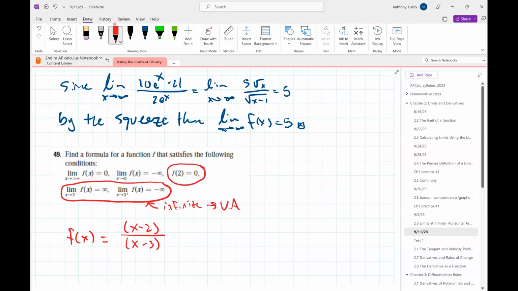Now, we have to be a little bit careful here, right? If we take a number less than 3 and we subtract 3, we're going to have a negative, right? So the way we've set this up is heading to negative infinity on this end. So what should I do?